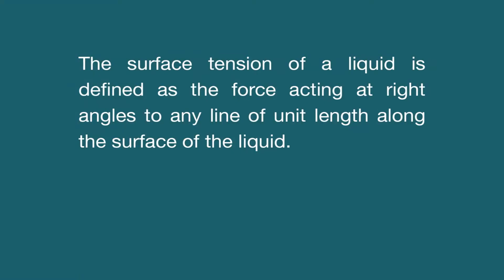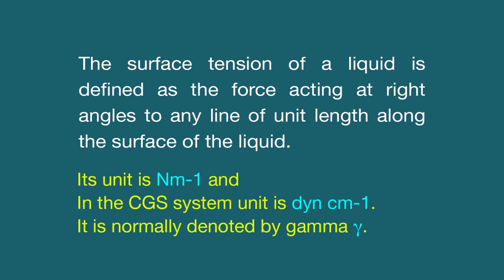Thus, the surface tension of a liquid is defined as the force acting at right angles to any line of unit length along the surface of the liquid. Its unit is newtons per meter in the SI system, and in the CGS system the unit is dynes per centimeter. It is normally denoted by gamma.